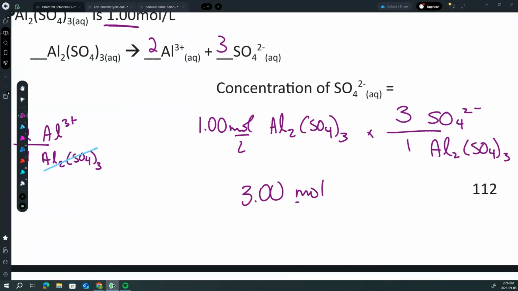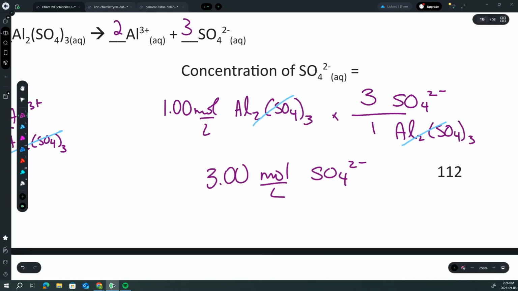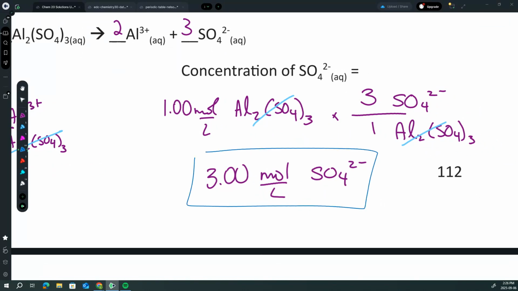I'm already putting this in the correct number of sigdigs. Since aluminum sulfate has canceled out, the identity of our substance is the sulfate ions. Make sure that you always know what substance you're talking about when you're doing the calculations, because you're going to find that helpful, especially when we start getting on to more complicated calculations.